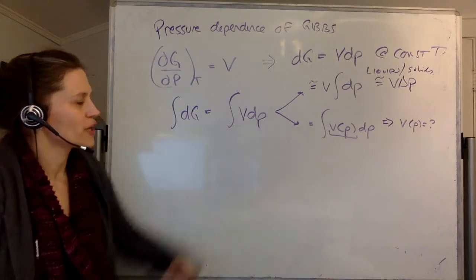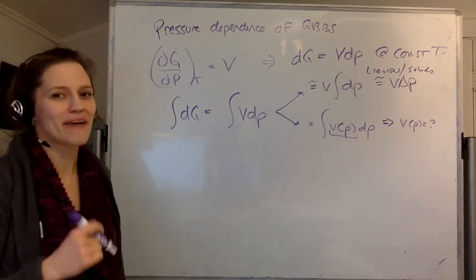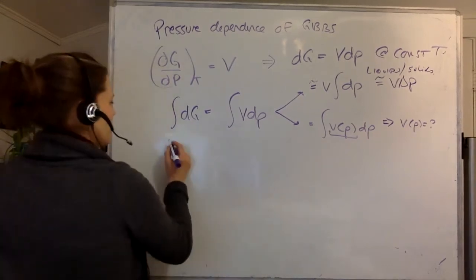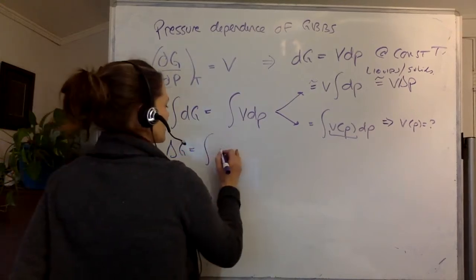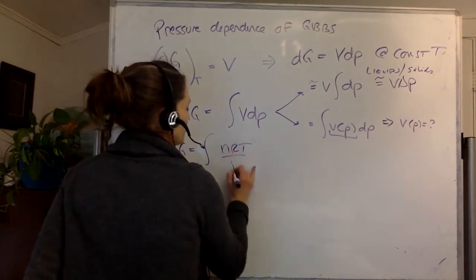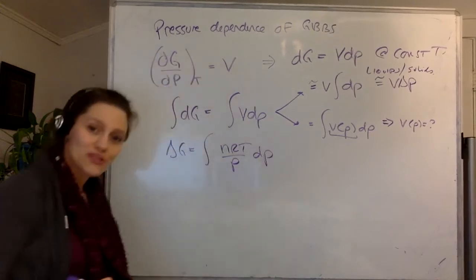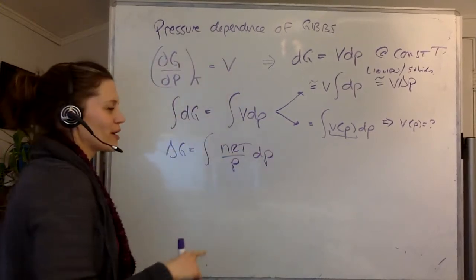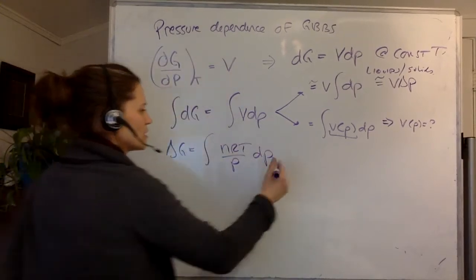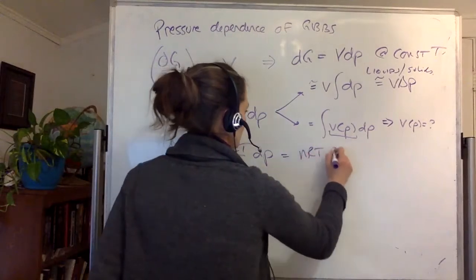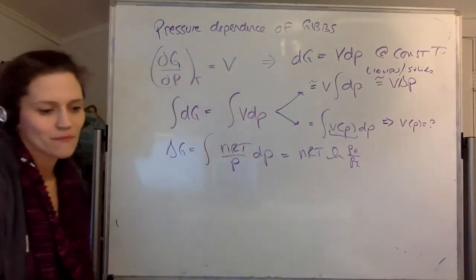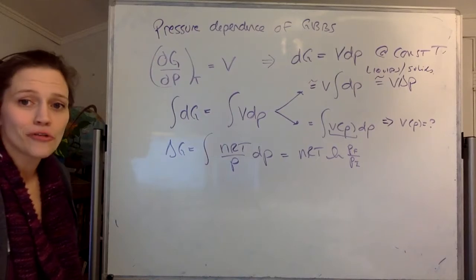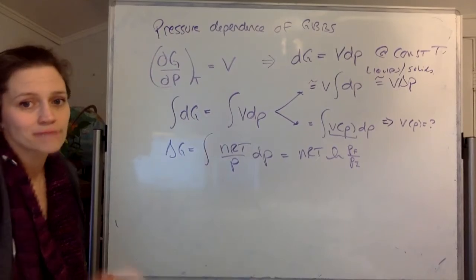But in this case, for gases, let's make life happy. Let's assume that it's an ideal one. So this means that delta G is going to equal the integral of nRT over P dP. This should look familiar, just slightly different arrangement. So delta G is equal to nRT log Pf over Pi. Go team. This is when we are thankful that the system is an ideal gas.